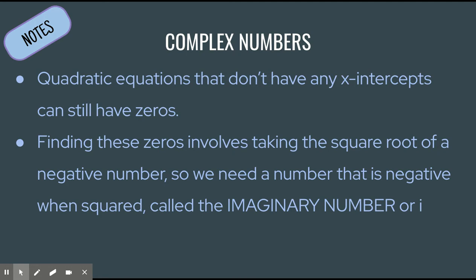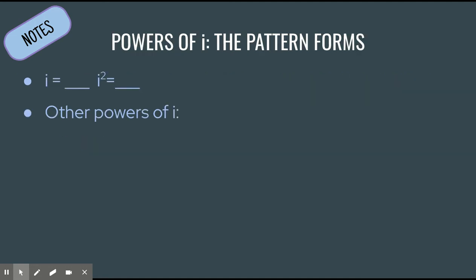So we're basically making up a number that is negative when it's squared. This is called the imaginary number, or i. So we're going to use an i to represent it. We know that we want i squared to be a negative, so I'm just going to call it -1 for right now. That means that if we were to take away the squared, we would have to square root both sides. So i really stands for the square root of -1.